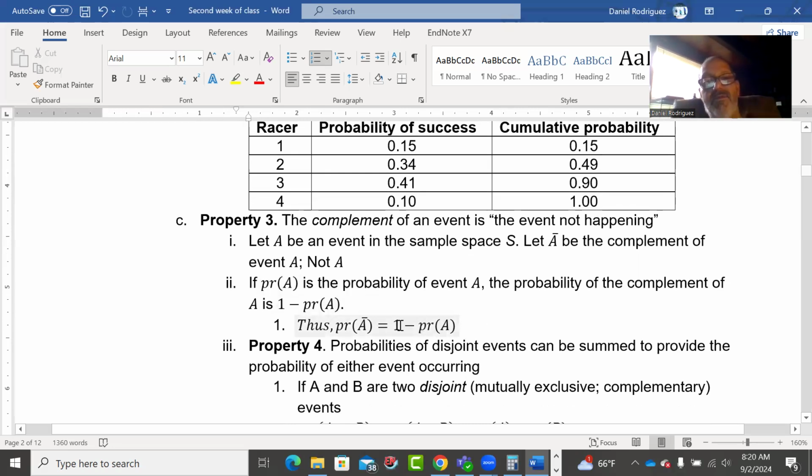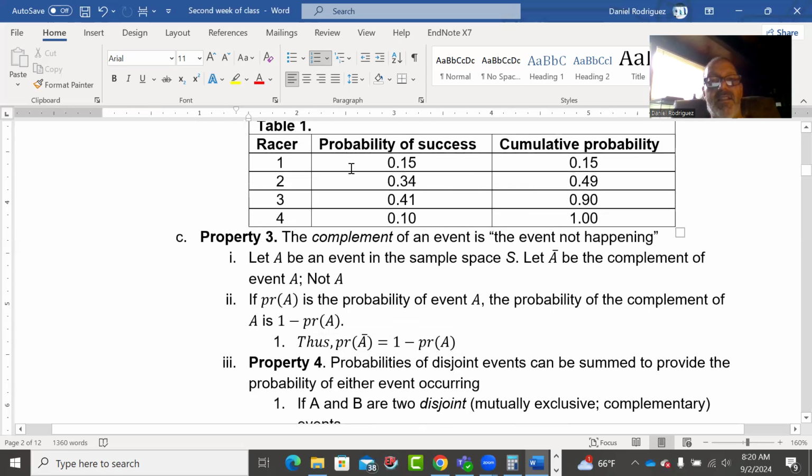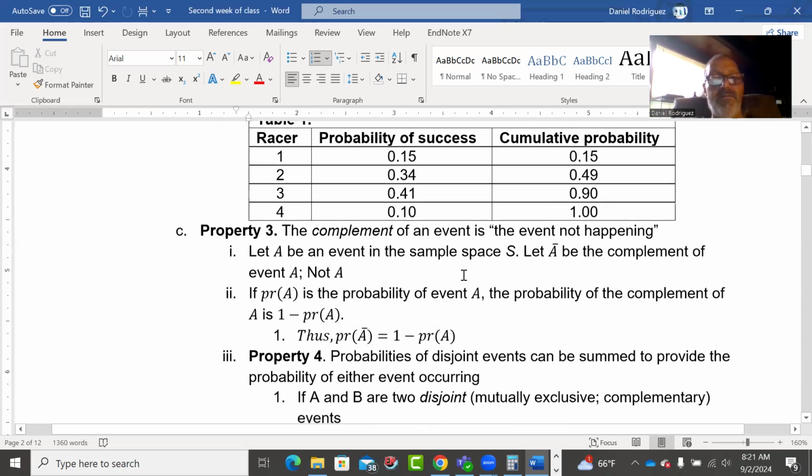So they're just complementary. The reason we can do this is because the sample space has to add up to 1. And like I could say, what's the probability of racer 1 winning the race? 0.15. The probability of racer 1 not winning the race is 1 minus 0.15, or 0.85. Or you could add these all together, right? 0.34 plus 0.41 plus 0.10 to get that 0.85.